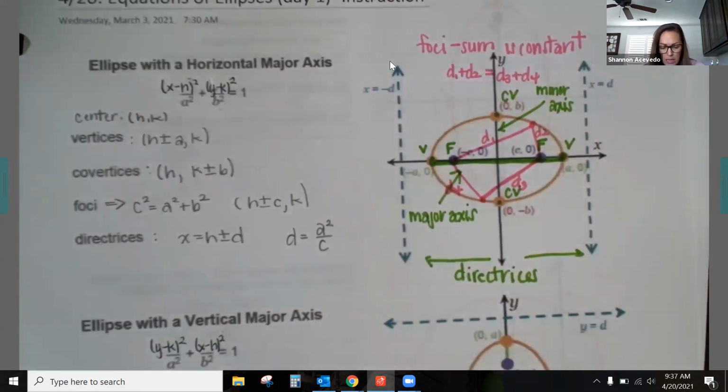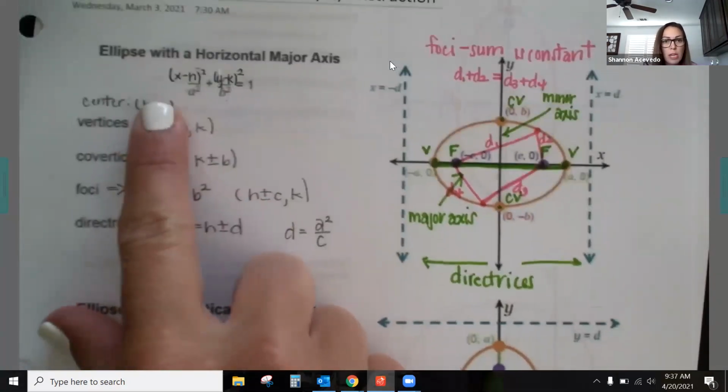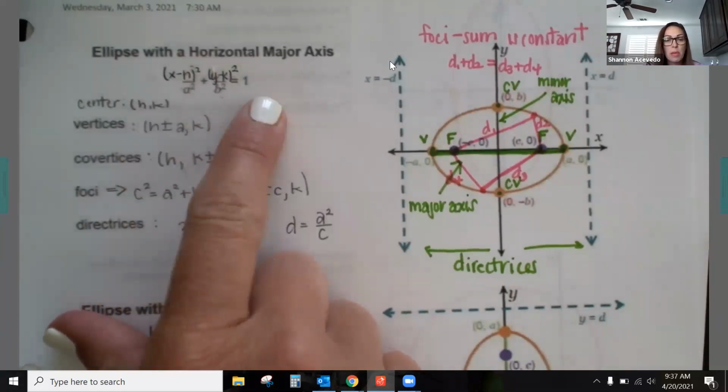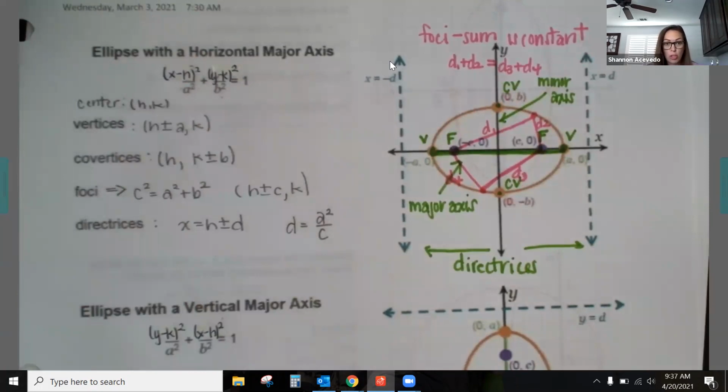Let's see, did I miss any of the labeling there? Okay, so what's the difference between these two? How do I know if it's horizontal or vertical? When we talk about our a squared and our b squared, if a is larger than b, then that's going to be the axis that it's along.